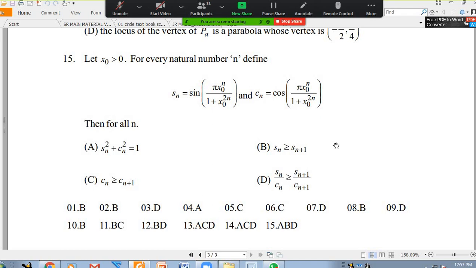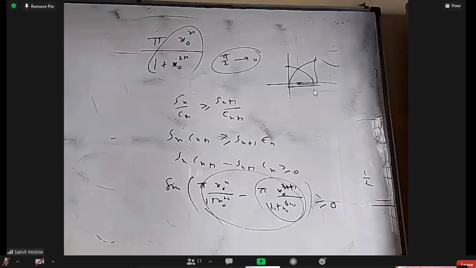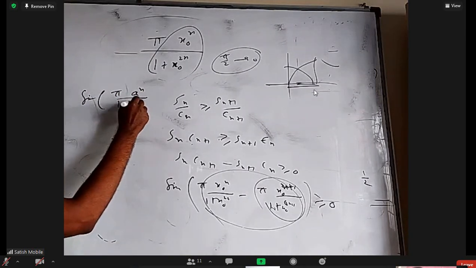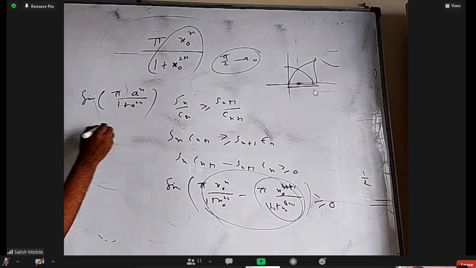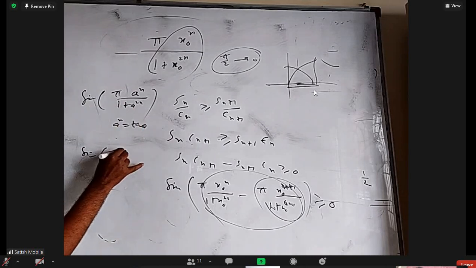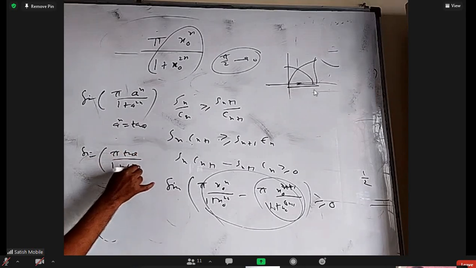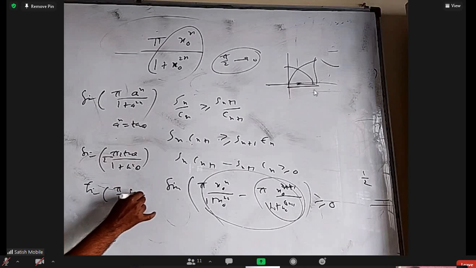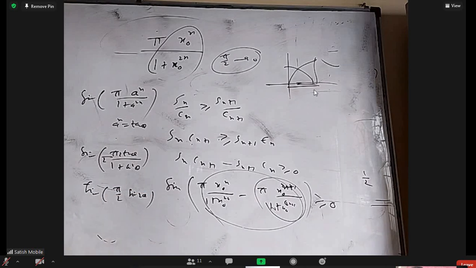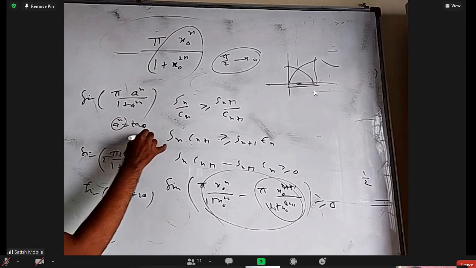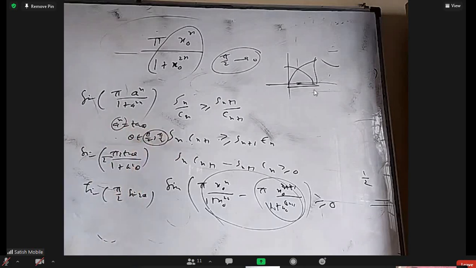I can even take some other approach. Let me explain one more thing. Actually, we want to understand sine of pi into a power n by 1 plus a power 2n. Let us take a power n as tan theta. What will happen? Sine of pi into tan theta by 1 plus tan squared theta, divided by 2 and multiplied by 2, will be sine of pi by 2 into sine 2 theta. And when you take a power n as tan theta, as n increases, theta is increasing from pi by 4 to pi by 2, frankly.